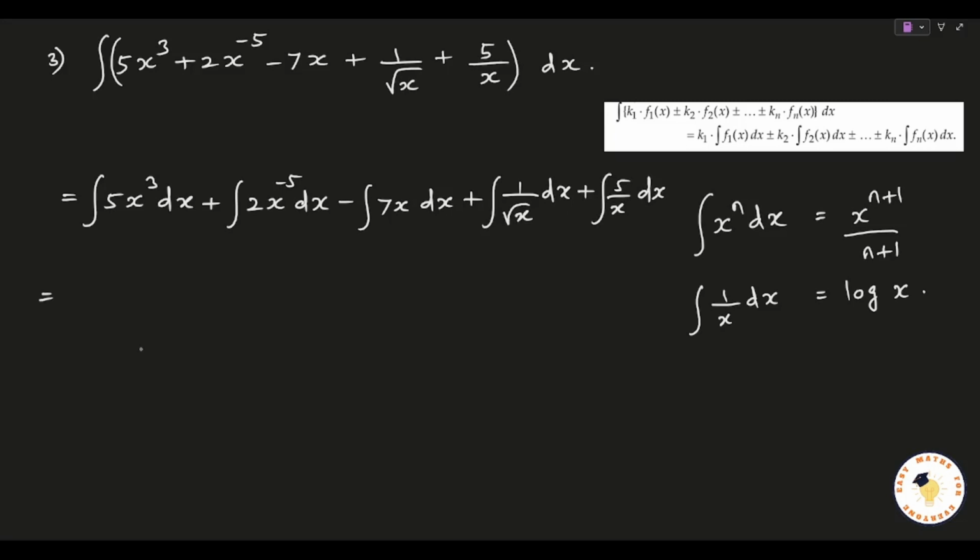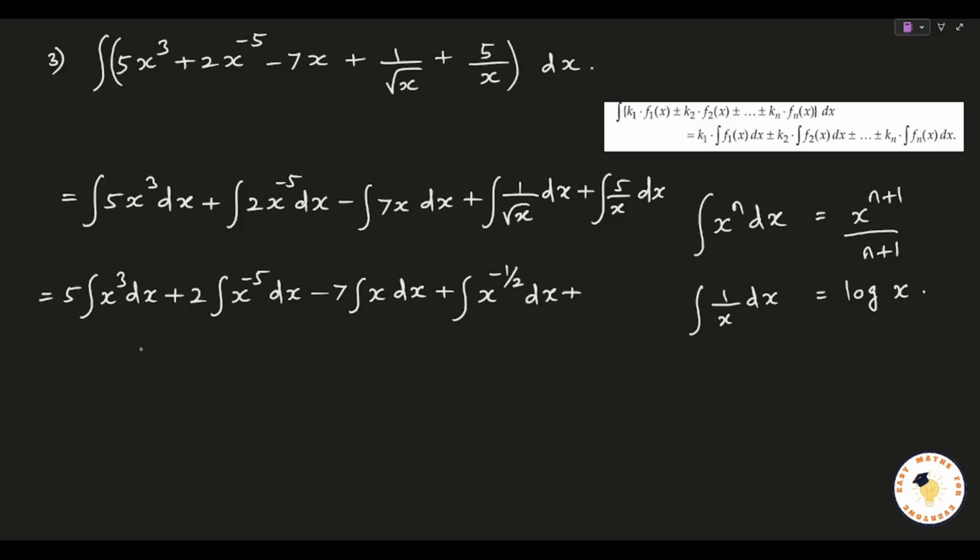Taking out the constant terms from each of these integrals, we get 5 times integral x cube dx plus 2 times integral x power minus 5 dx minus 7 times integral x dx plus, this root of x is x power 1 by 2, and taking it to the numerator we get x power minus 1 by 2 dx, plus 5 times integral 1 by x dx.